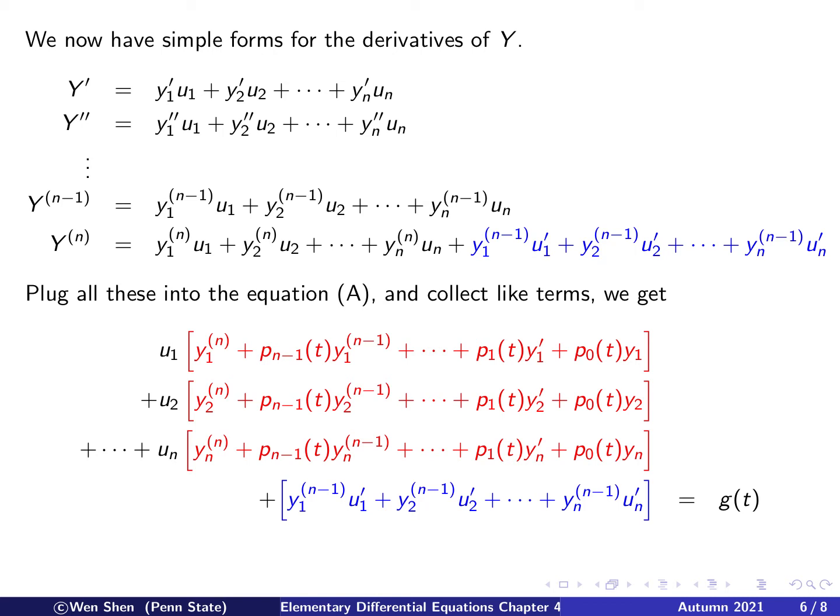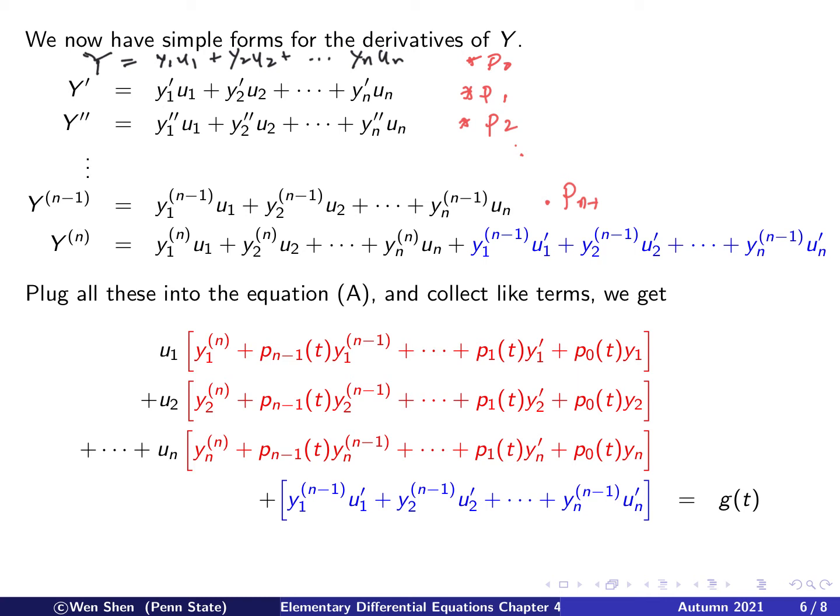Okay, so it might be useful to write out the expression of y. What is y? Y is y1 u1 plus y2 u2 plus all the way to yn un. And then we know that the equation for y will be: the y term is multiplied by p0 of t, and this one is multiplied by p1, and this is multiplied by p2, and so on and so forth. And then the n-1 derivative of y is multiplied by p(n-1) as a function of t. Okay, and then all these terms will be added up and set equal to g of t.